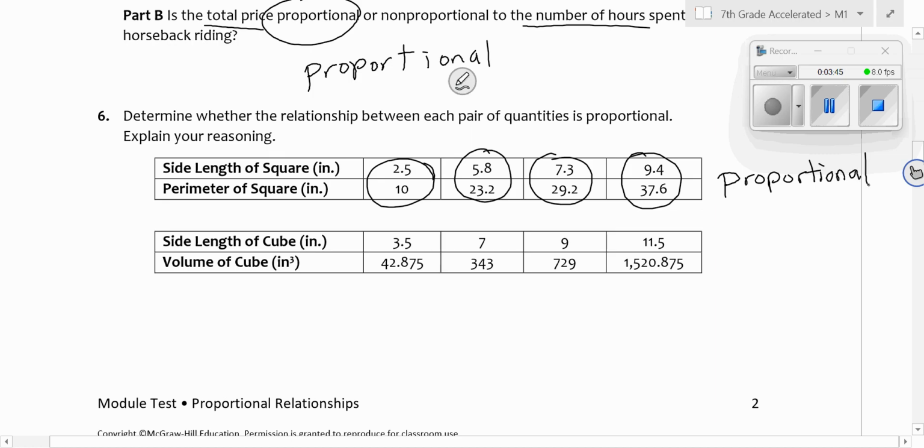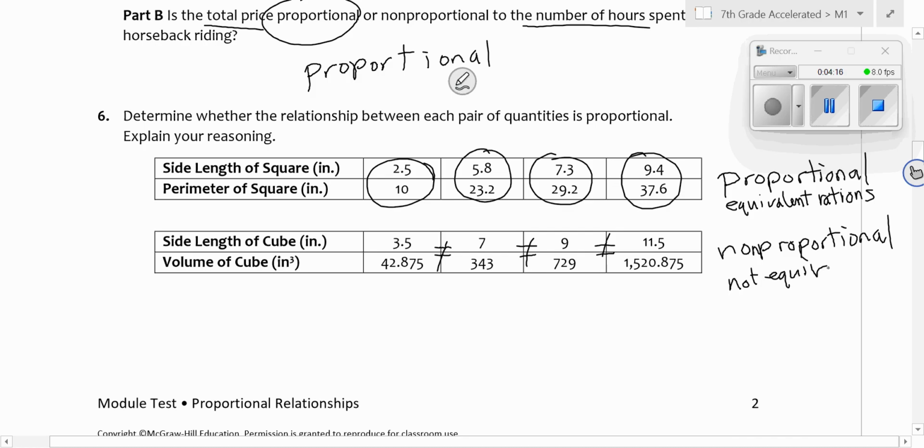Okay, so we make our ratios and we see if they're equivalent. These are not equal ratios when we divide. So we'll say non-proportional. And in our example, our answer is that this gives us equivalent ratios and not equivalent ratios. All right? There you go.